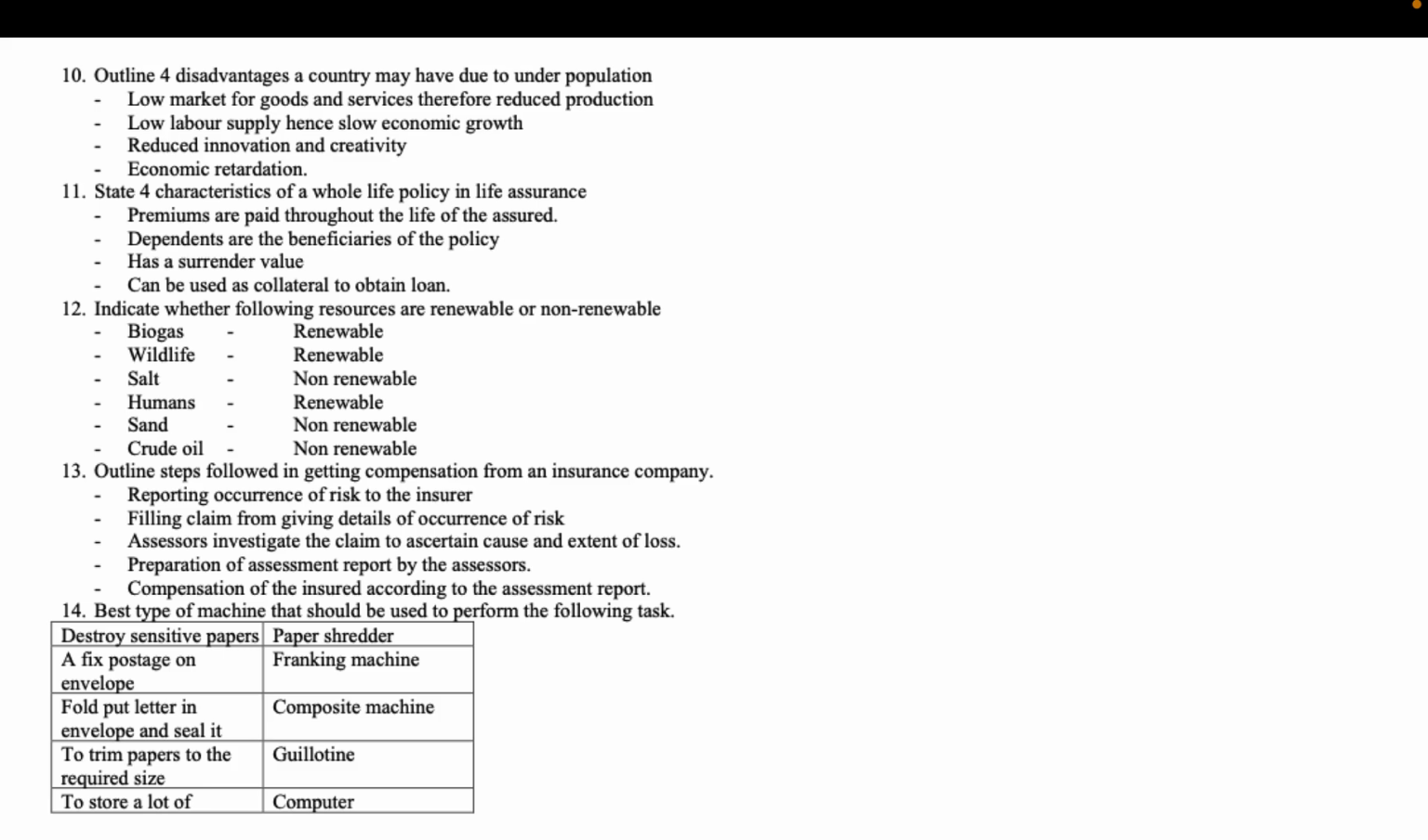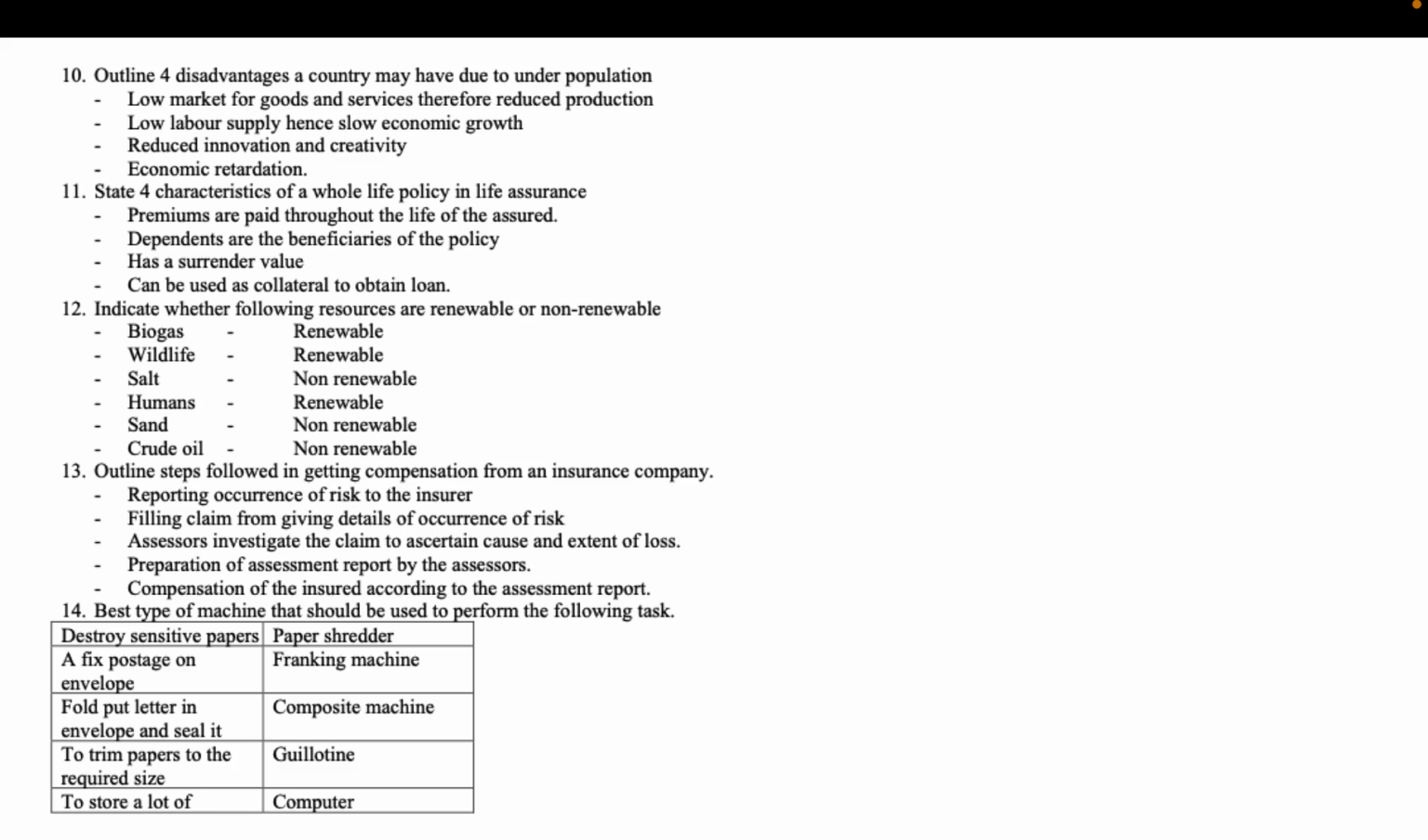State 4 characteristics of a whole life policy in life assurance. Premiums are paid throughout the life of the assured. Dependents are the beneficiaries of the policy. Has a surrender value. Can be used as collateral to obtain loan.